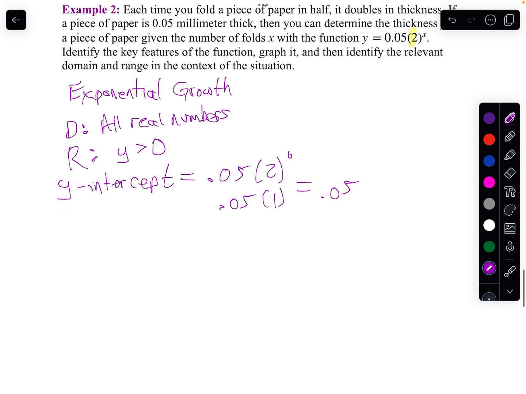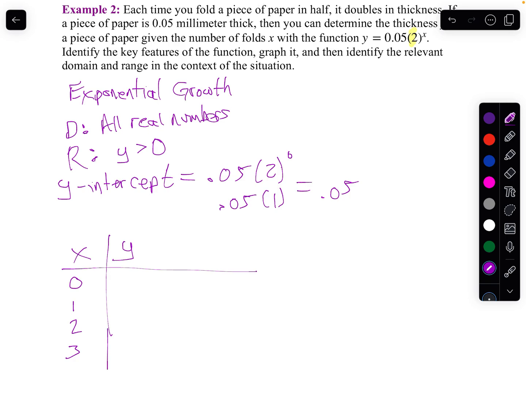Just like anything, we are going to make a table if we don't understand how to graph it. So we're going to start here. I'm going to do x and y. Now, within the context of the situation, can x be negative? Can you have a negative number of folds? No. So I'm going to start at 0, and I'll do a few of these. I'll go 0, 1, 2, maybe I'll go to 3 so we get the idea.